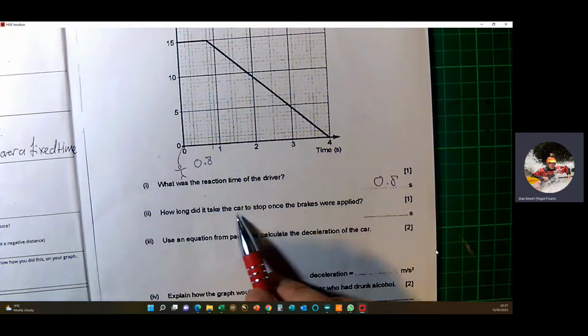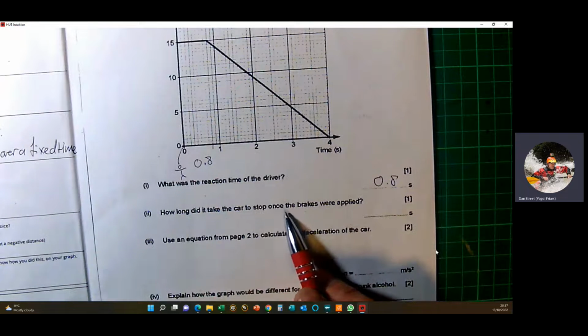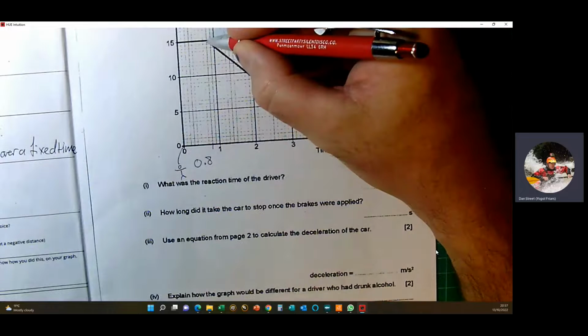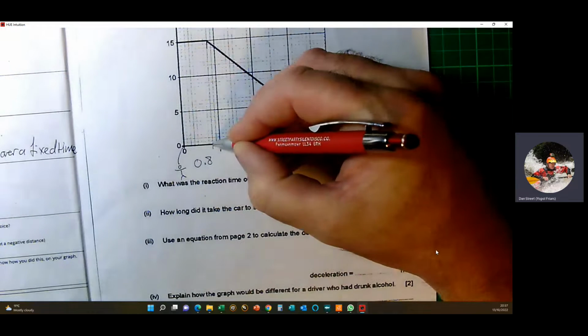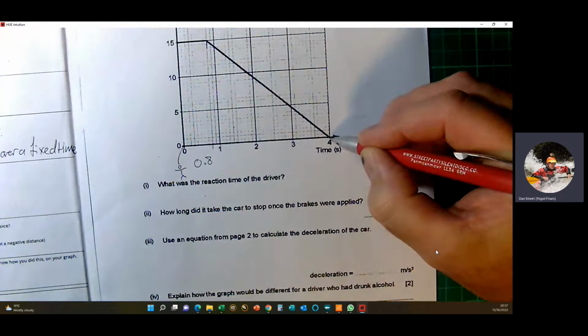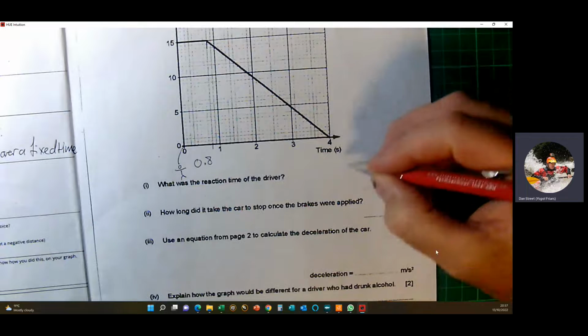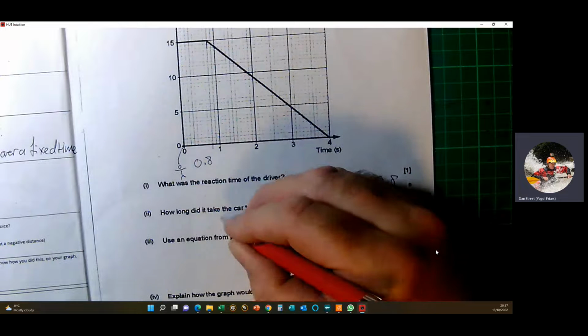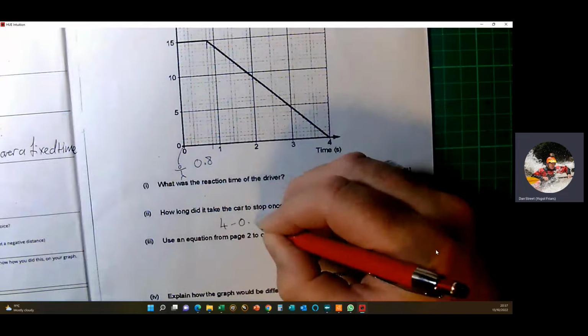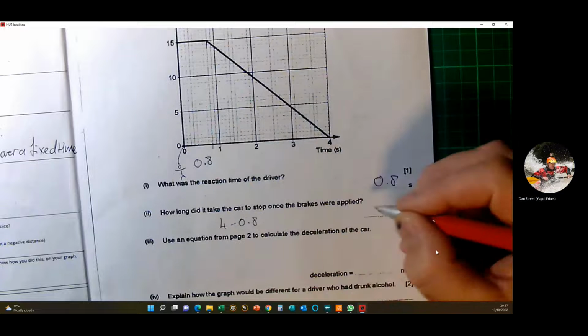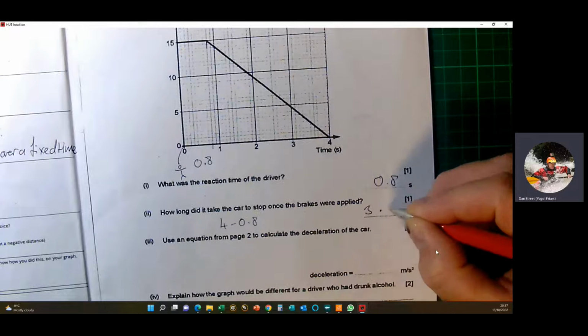And part two: how long did it take the car to stop once the brakes were applied? So the brakes were applied here at 0.8 seconds, and the car came to 0 meters per second at 4 seconds. So 4 seconds take away 0.8 seconds equals 3.2 seconds.